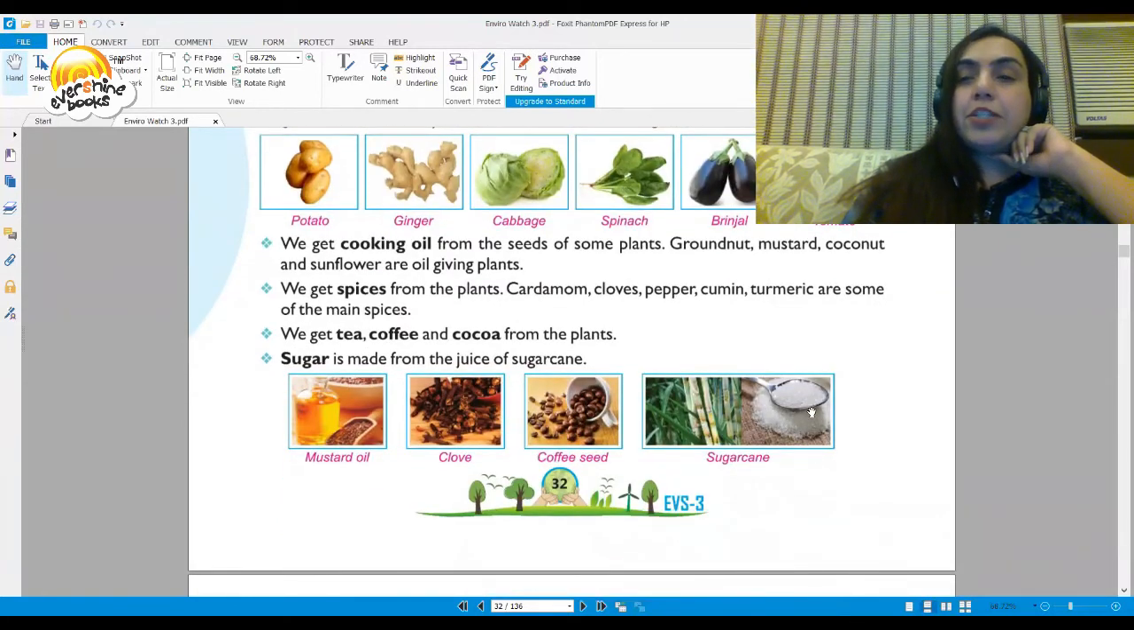Here in these pictures, you can see mustard oil extracted from mustard seeds, and cloves. Clove also gives us oil, but it is also a spice. Coffee seeds have a great aroma. They also give us the beverage coffee, and sugarcane is the plant from which sugar is processed.